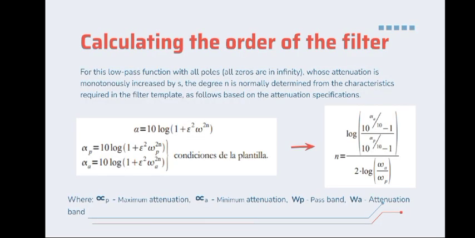Now let's see how we can do the filter order calculation. This is usually determined for the required characteristic by the filter template, as indicated below, based on the attenuation specifications seen here. What we do is divide them together and solve for the filter order, and it looks like the equation on the right.